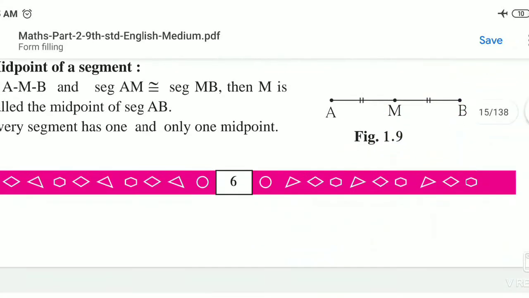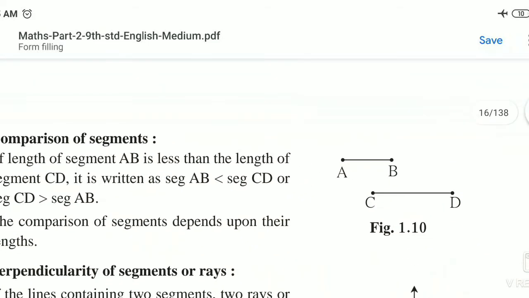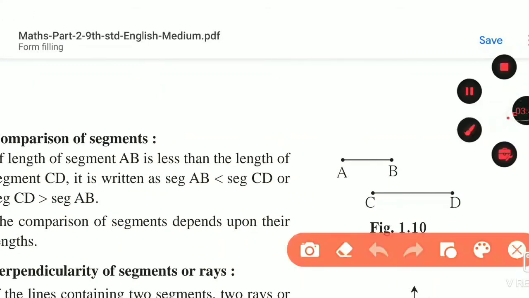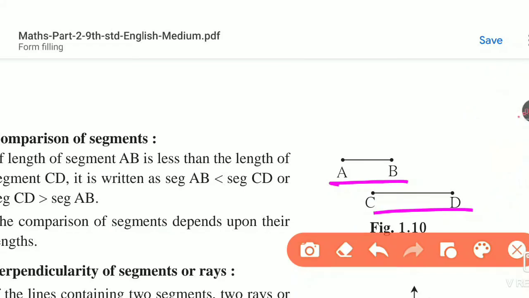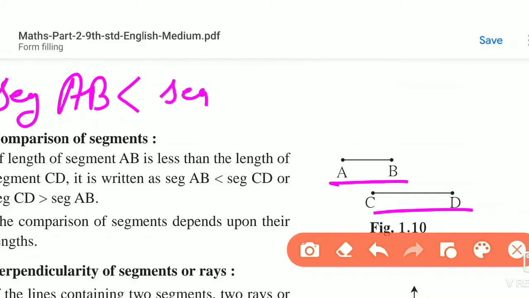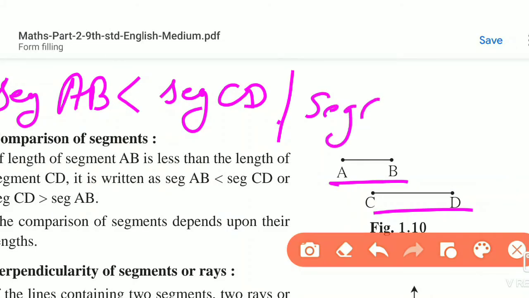One more condition is A-M-B, which means M lies in between A and B. Now we will see the comparison of segments. If you notice here, AB is smaller than CD. So we write seg AB is smaller than seg CD, or we can say another way, seg CD is greater than seg AB.